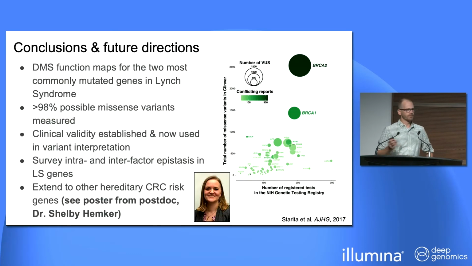Just to wrap up, I've described function maps for two of the most commonly mutated genes in Lynch syndrome. Between the two of those, we have measurements for about 98% of the possible missense variants. And we're working towards clinically validating their predictive utility. Going forward, we're really interested in using Lynch syndrome genes, MMR factors, as a platform to survey intra- and inter-factor epistasis between pairs of missense variants. And we're also excited to extend this type of approach to other hereditary colorectal cancer syndrome risk genes.